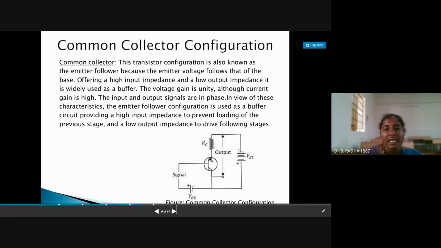Common collector means collector should be grounded. We are taking output between emitter and the collector. This is the collector terminal. I told you arrow mark will be on emitter. So this is emitter terminal. This is base terminal, and grounded is collector terminal. Collector is common for input junction as well as output junction. Input junction is between base and collector. Output junction is between emitter and collector. This is about the common collector configuration.